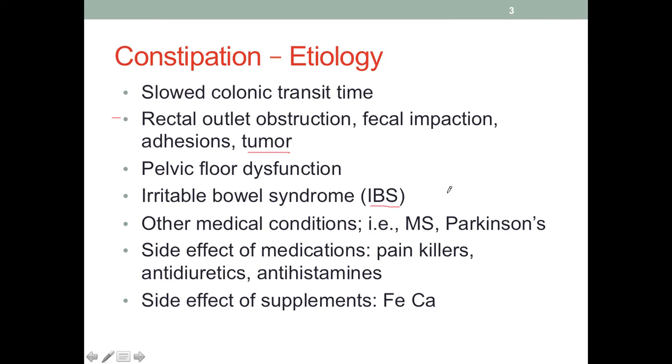Certain medical conditions also can cause constipation. For example, multiple sclerosis or Parkinson's disease can cause it. Also, some medications can have the side effect of constipation. For example, a lot of painkillers such as morphine, and also other types of medications such as antidiuretics and antihistamines.